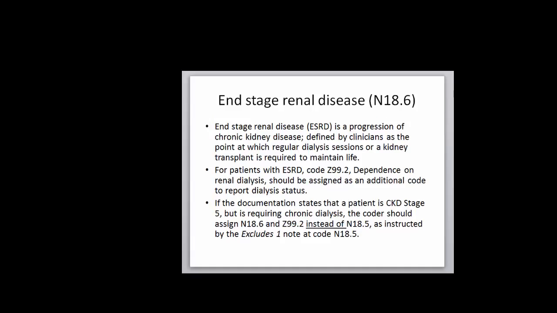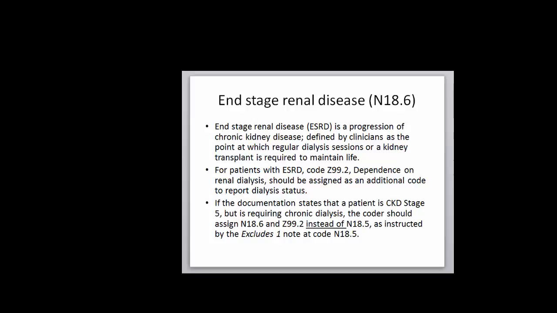When you get to end-stage renal disease, it's important to remember that's the last stage, and the patient either has to go on dialysis or receive a kidney transplant to continue to live. If a patient is getting end-stage renal disease and dialysis, you must remember to add that Z99.2 code anytime you report that.